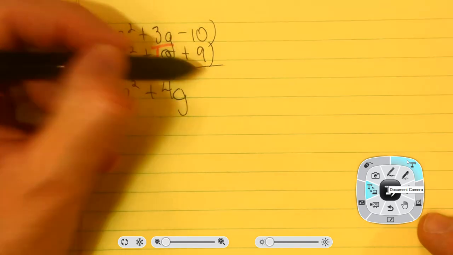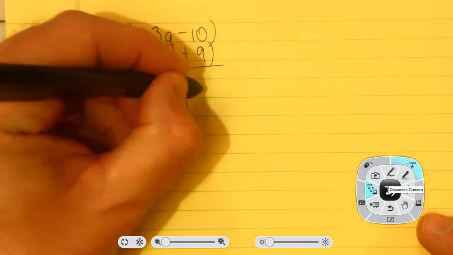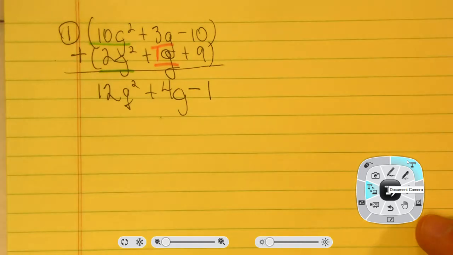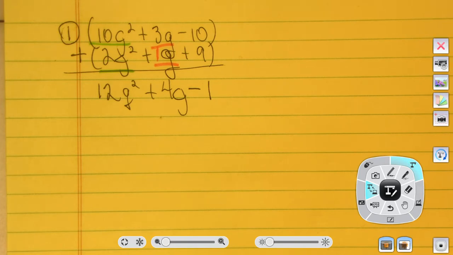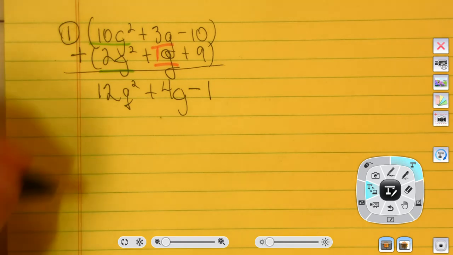Finally, negative 10 and positive 9. Negative 1. Perfect. So that's all there is to that. So adding polynomials is pretty simple. Just go straight down, 2 problems down. I want to look at number 7.